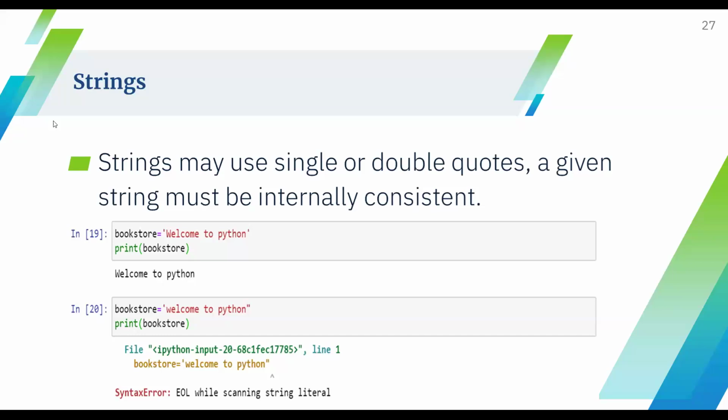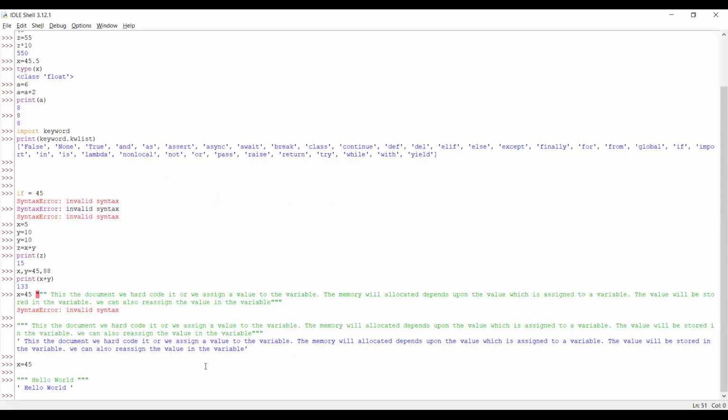Now see here, I'll go with triple quotes, and then hello world. See here, this is an example. Whatever I give in triple quotes will be shown in single quotes. It's an output actually.